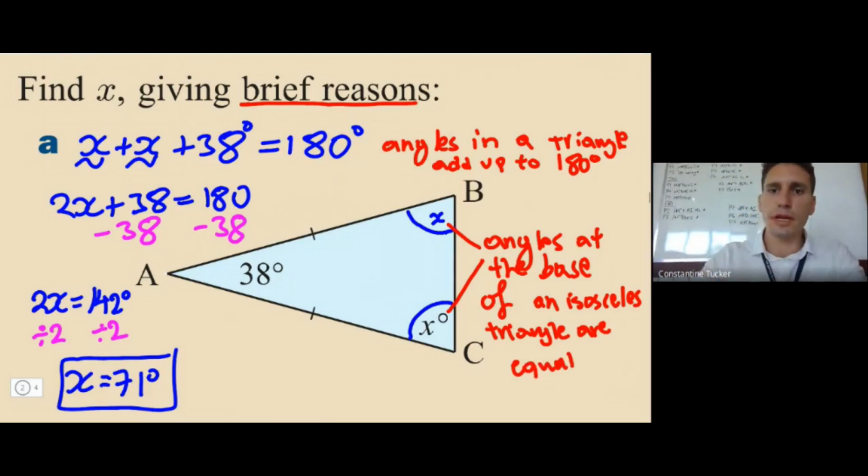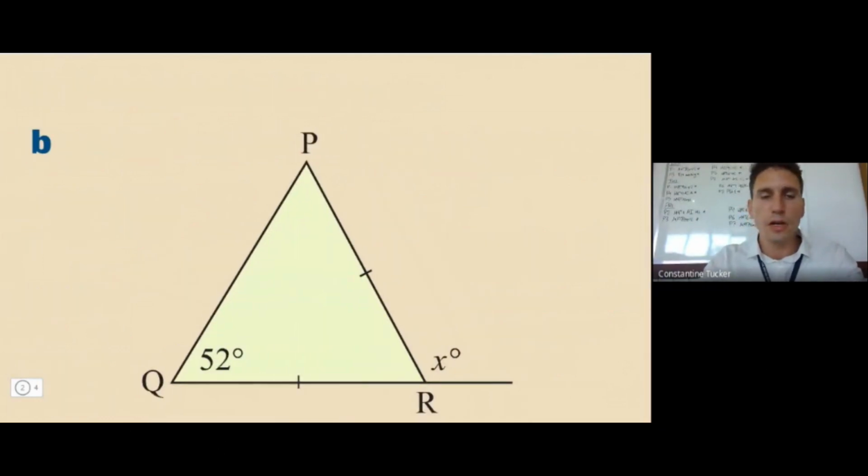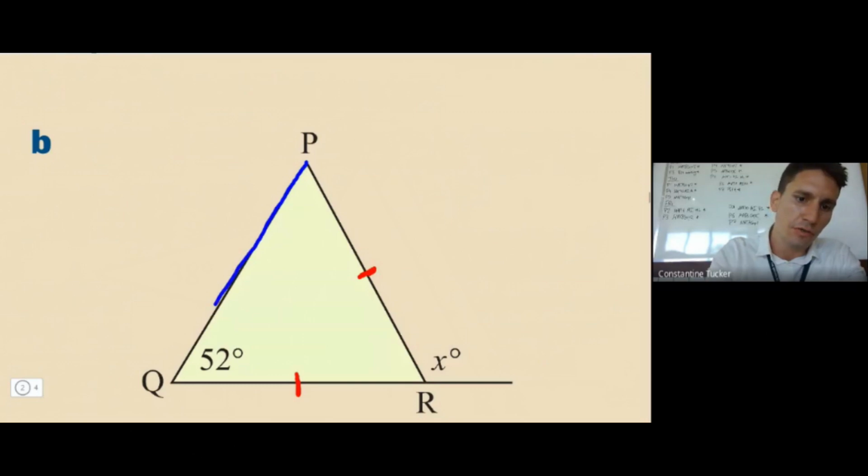Right, moving on to the next one. We've got this shape now, right here. Okay, so notice what they've done. And once again, they're trying to confuse us. Let's pay close attention to this. This side is equal to this side. So what is our base? Our base is the side which is not equal to the other one. So it's this blue side right here.